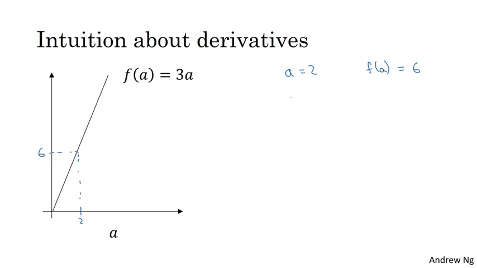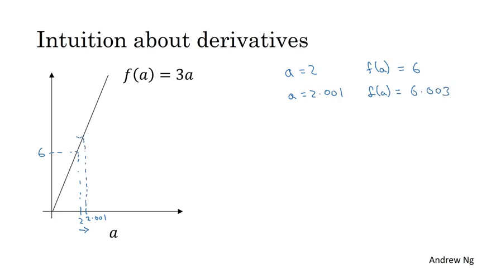Let's say we give the value of a just a little bit of a nudge. I'm going to bump it up a little bit so that it's now 2.001. So I'm giving a a tiny little nudge to the right. And this plot isn't to scale; the 0.001 difference is too small to show in this plot. Now, f(a) is equal to 3 times that, so 6.003.